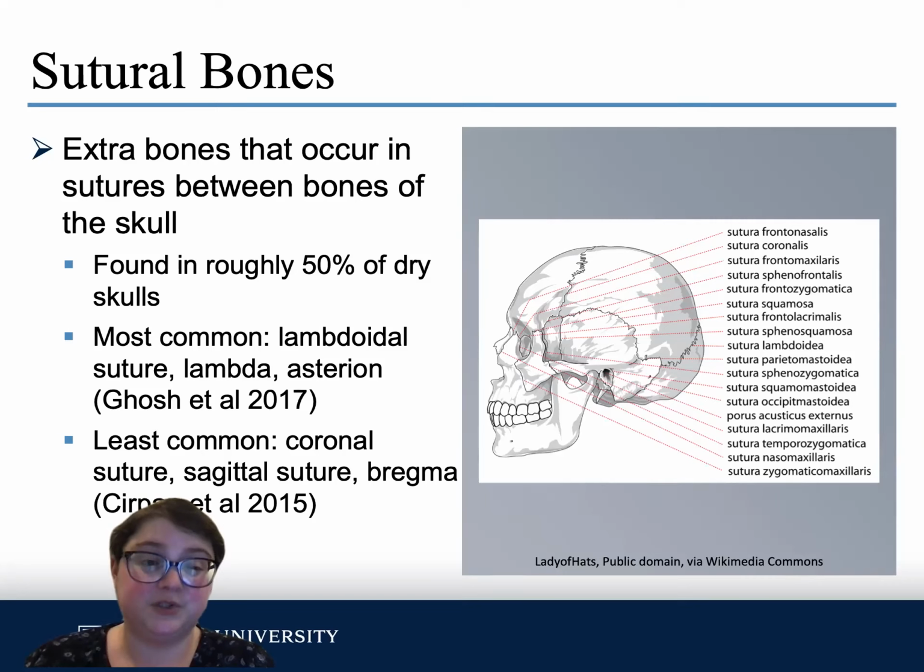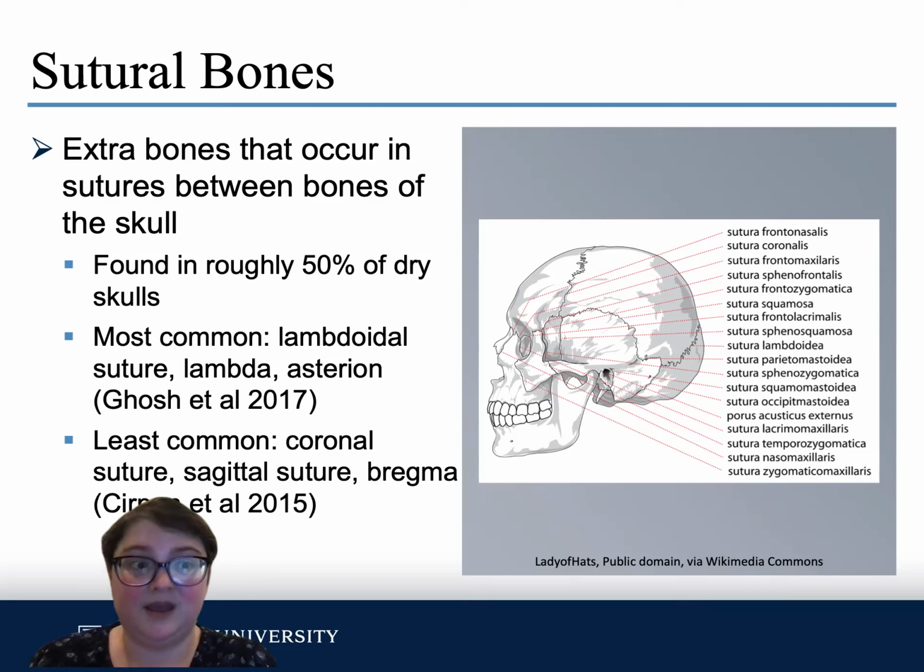I will use the term sutural bone in this video because descriptive terminology is now preferred in the anatomical sciences, and also to acknowledge that Olaus Wormius was not, in fact, the first or the most notable person to describe this trait. Sutural bones are an incredibly common trait, occurring in roughly half of all adults, according to studies of dry skulls.